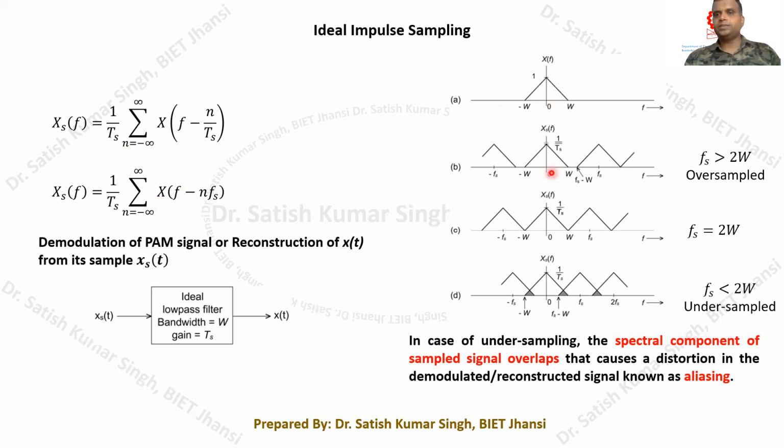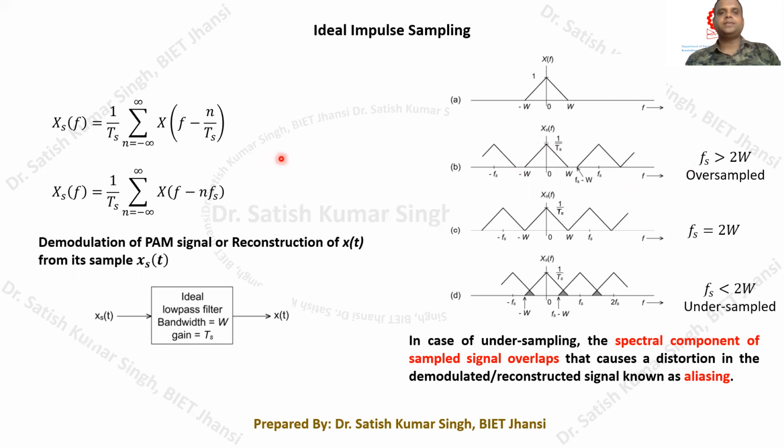So this portion remains the same at f equals 0. This is the first portion when n equals 0, its magnitude becomes 1 upon Ts, and its bandwidth is taken from minus W to W. When n equals 1, the spectrum of the message signal is shifted around f equals fs. The same spectrum is shifted here, and again the magnitude remains the same, 1 upon Ts, and so on. We have to repeat the same spectrums here.